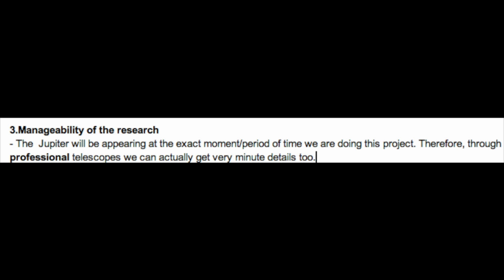It's manageable for us because Jupiter is coming exactly in that period. It's very easy for us to see because we have powerful telescopes, and the moon is also going to be there with Jupiter, so it is really very manageable for us. Thank you for listening to us, and we hope to update you about our investigation soon.